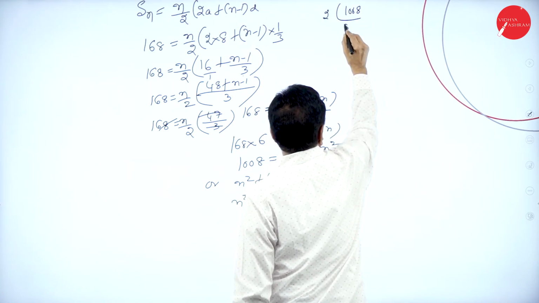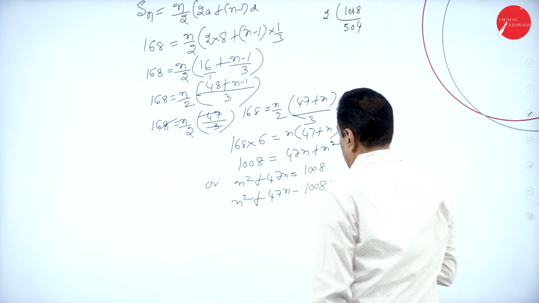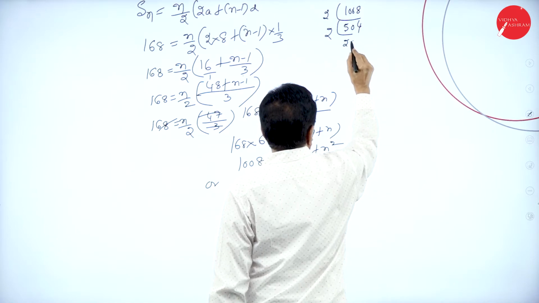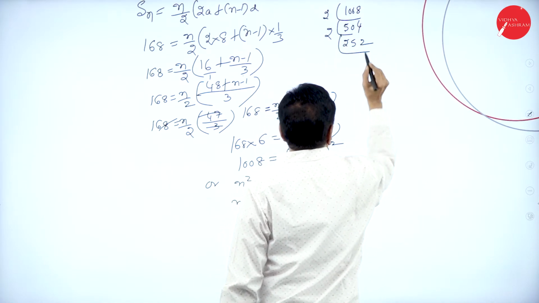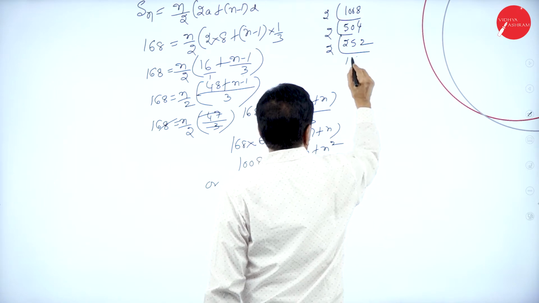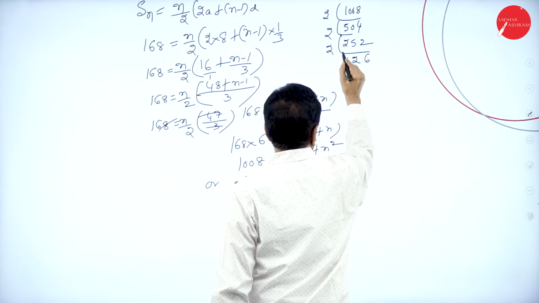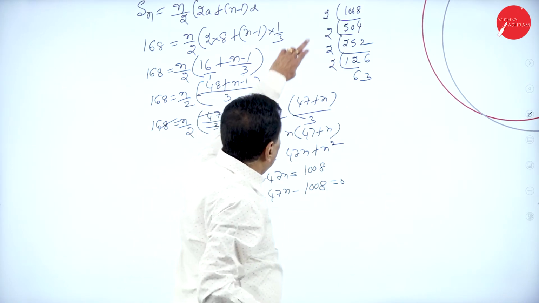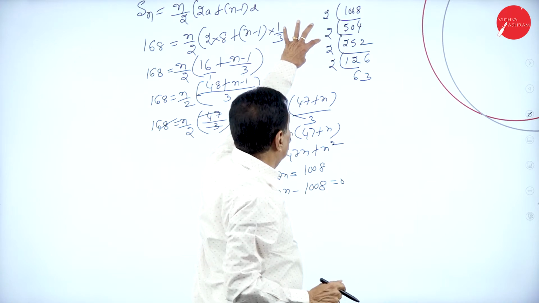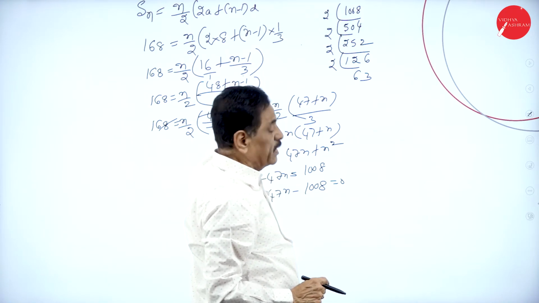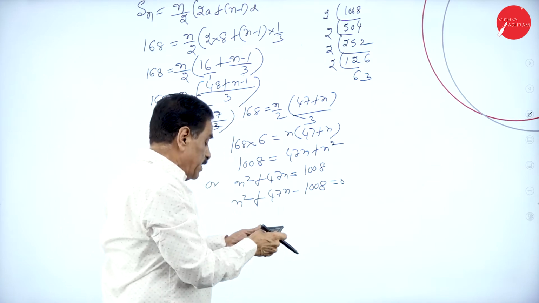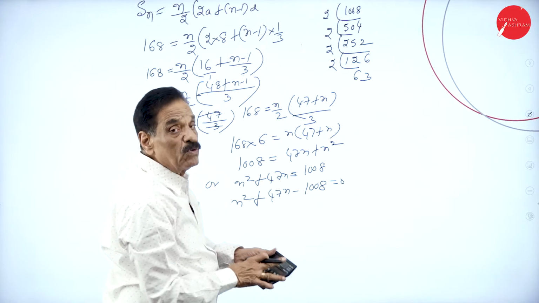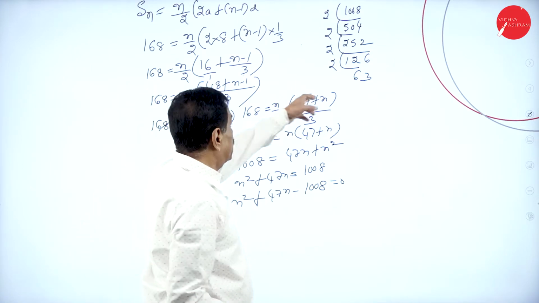2 5s are 10, 2 4s are 8. 2 2s are 4, 2 5s are 10, 2 6s are 12, 63. See that? 2 into 2, 8. 2 2s are 4, 4 2s are 8, 8 2s are 16. So 16 into 63, see that? 16 into 63 is 1008. So the numbers are 16 and 63.